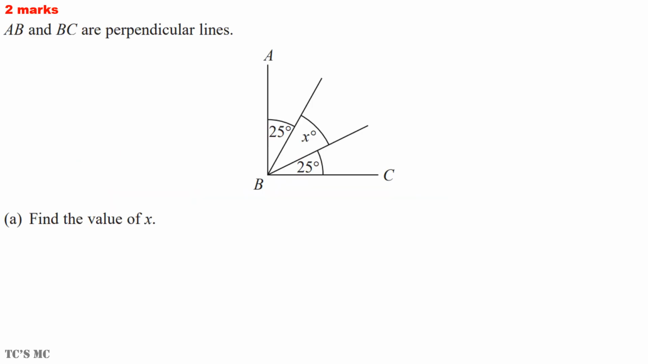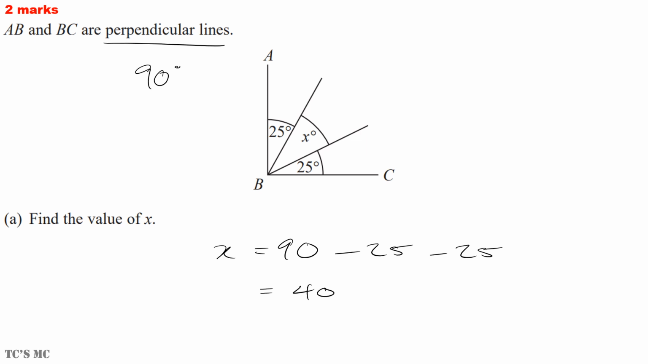We are told AB and BC are perpendicular lines. That means 90 degrees. It then says find the value of x. So if you've written out a calculation that looks something like 90 subtract 25 subtract 25, you've got 1 mark. And then because you've worked it out and you've said it's 40, you've got your second mark.